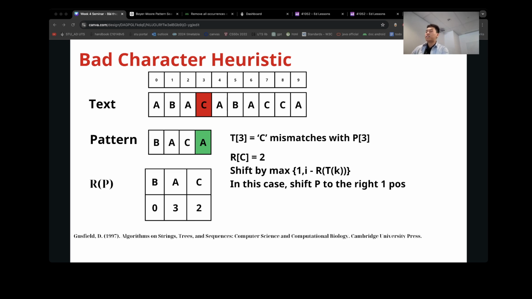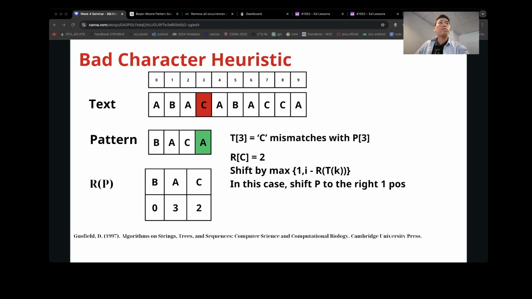So the text at S3 is C, mismatched with B3, and the R value of C in the pattern is 2. The formula to shift the pattern is to take the maximum of 1 and i minus R of the text character, where i is the position in the pattern where the mismatch occurs. We always take the maximum of this difference and 1 because we always need to shift at least 1 position to the right, ensuring the pattern moves forward and doesn't stay in place. If I shift the pattern to the right by 1 position, we could find a match here.